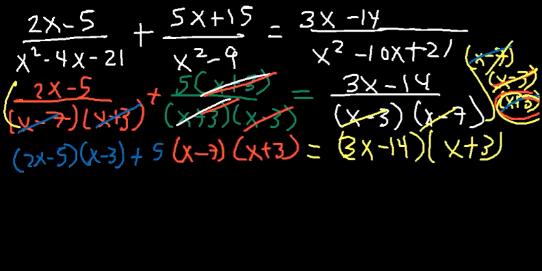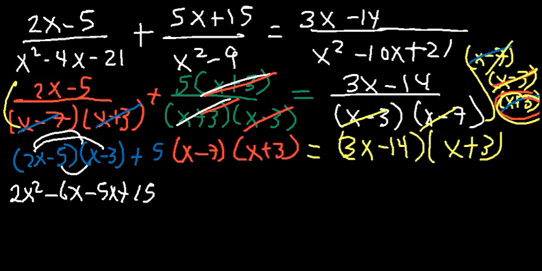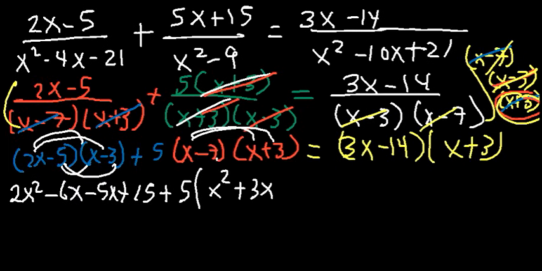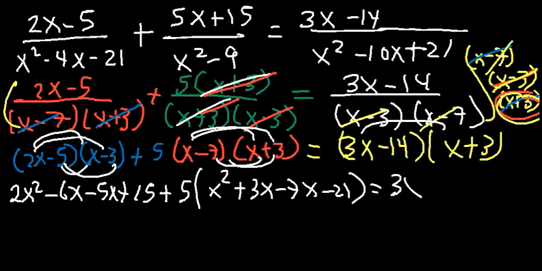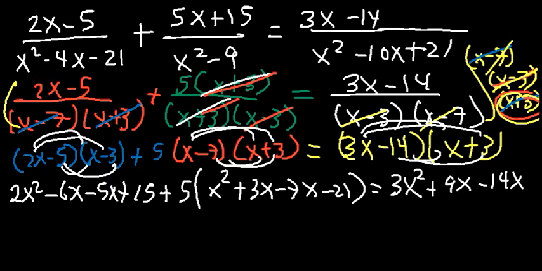So let's FOIL. Here we have 2x squared minus 6x minus 5x plus 15. I'm going to keep the 5 on the outside. x times x is x squared, and then we have 3x minus 7x minus 21, and that's equal to 3x squared plus 9x minus 14x minus 42.